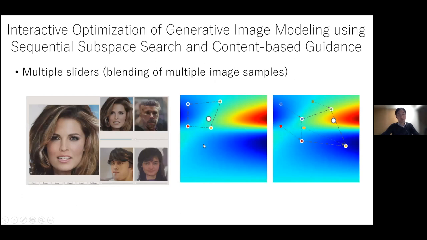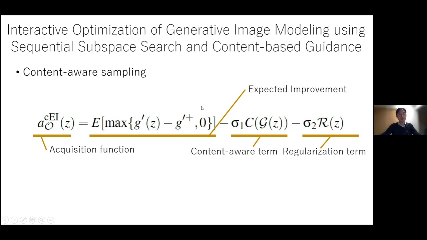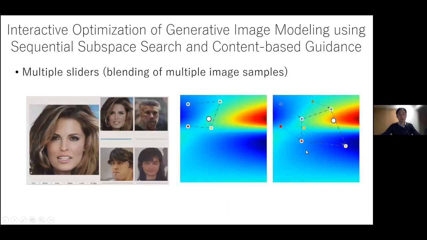So multiple optimization looks like this. If the search space is two-dimensional, the system shows four points in the subspace, like four images, and then the user controls the weights of these candidates. And this is essentially running a search in this small region surrounded by these four points. And then in the next iteration, the next subspace is presented, and then we repeat this many times. And content-aware sampling, this painting one, works like this.